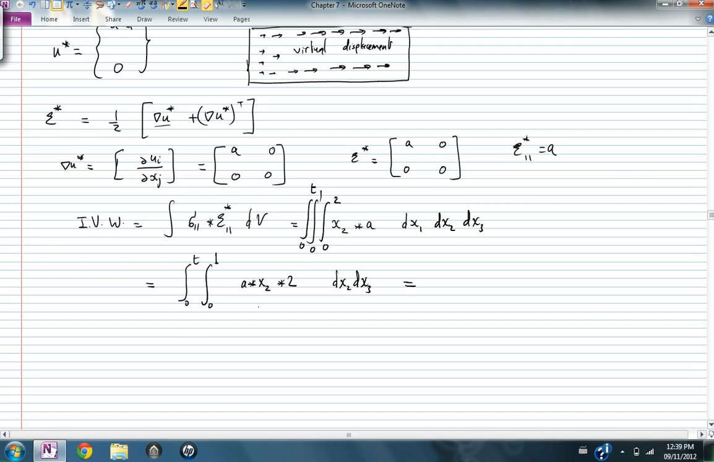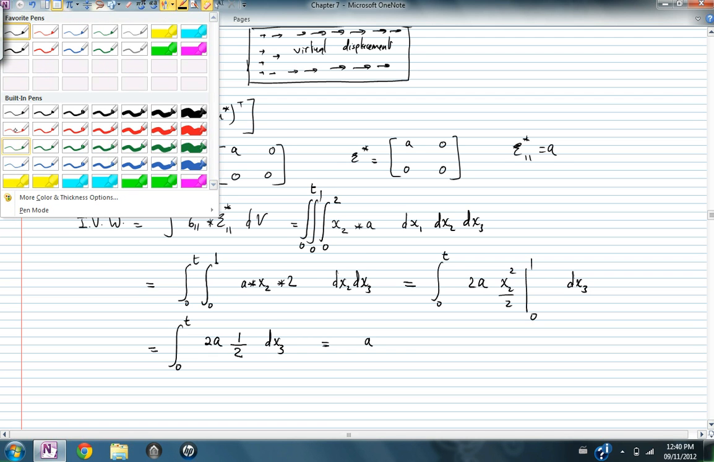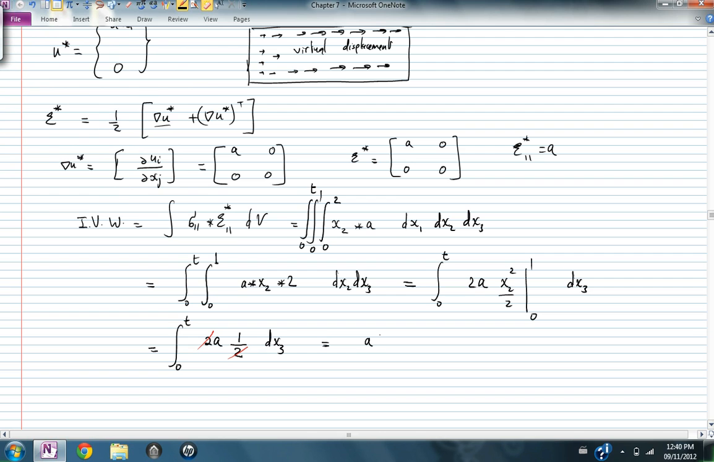Then, performing the second integration, I'm integrating x2, so this will be from 0 to 2, 2a, x2 squared over 2, evaluating the values at 0 and 1, dx3, which is equal to, again from 0 to t, 2a times 1 over 2, integrated over dx3. dx3 is from 0 to t, and so this will be a multiplied by t. And so the internal virtual work, which is equal to the stresses multiplied by the strains, is equal to a multiplied by t.